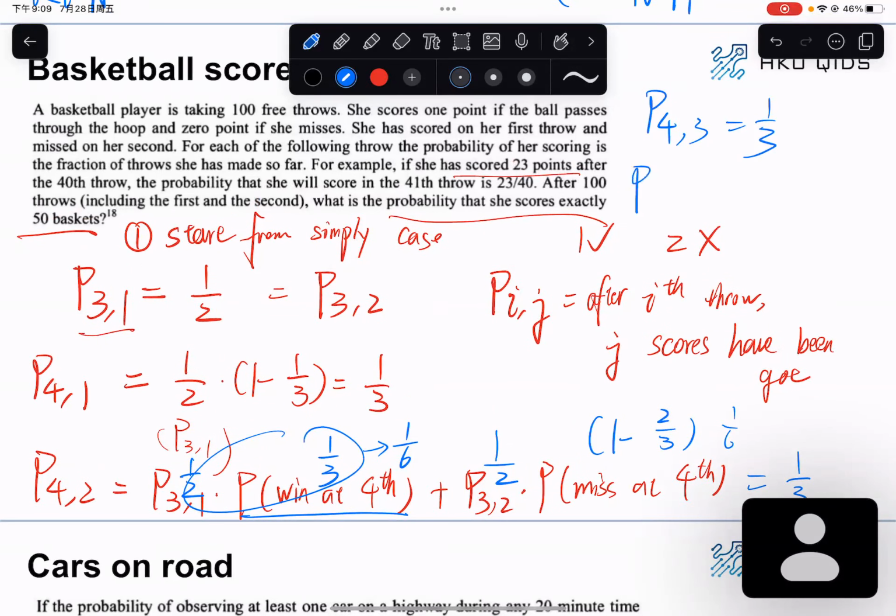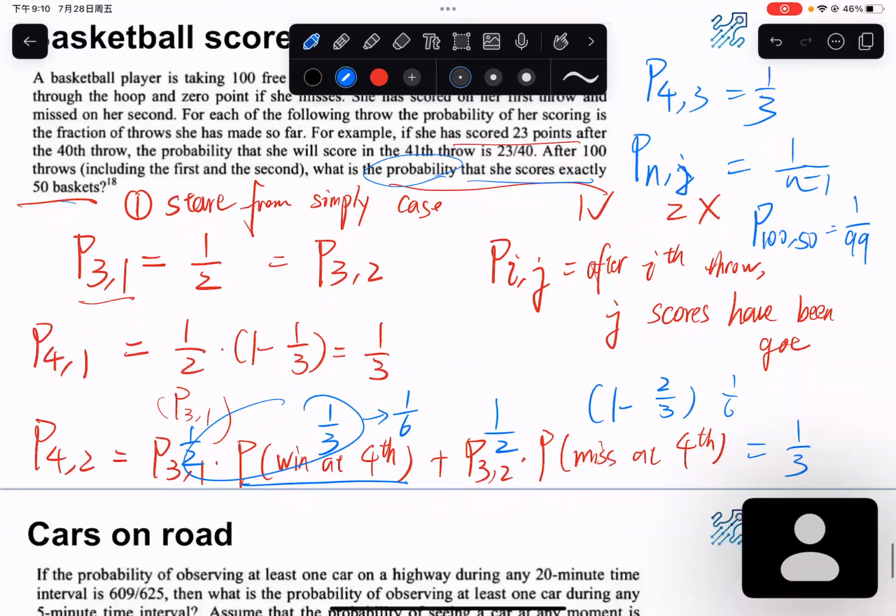And so basically, Pn, no matter what this j is, it's going to be 1/(n-1) by induction. And you could prove that by mathematical induction. And now we are asking what's the probability that C scores exactly 50 baskets. Then probability P100/50 is just going to be what? 1/99.